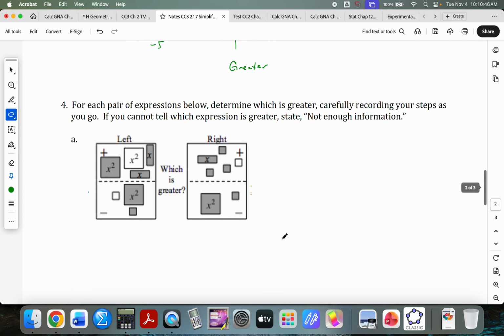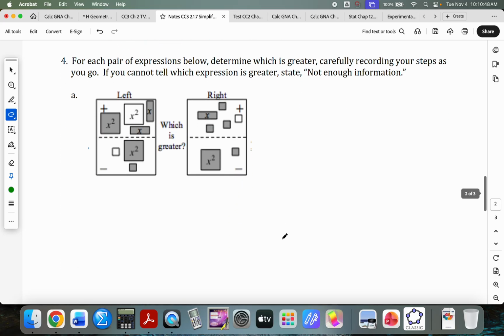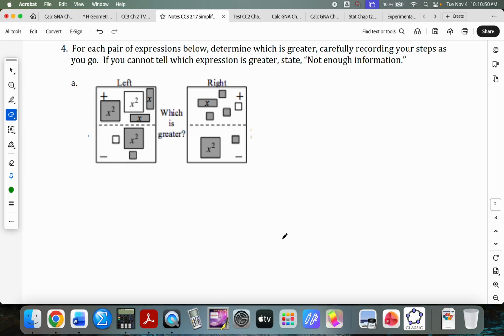All right, let's try that on some more problems. We're going to determine which is greater, recording our steps as we go. If you can't tell which expression is greater, state not enough information.